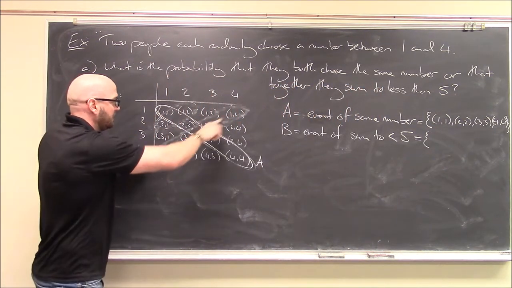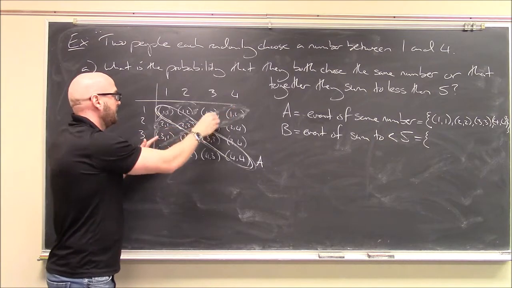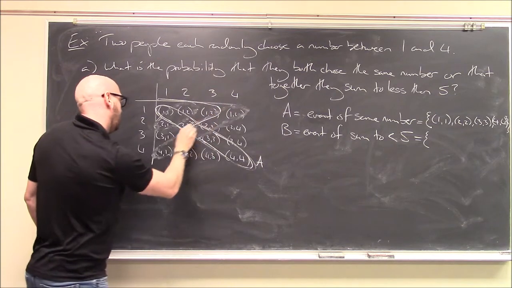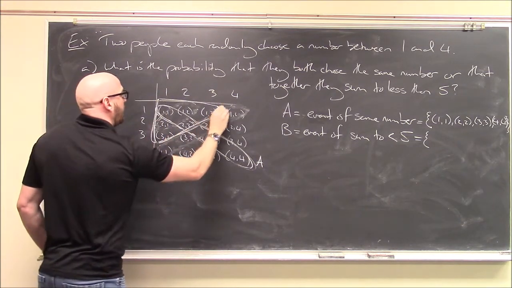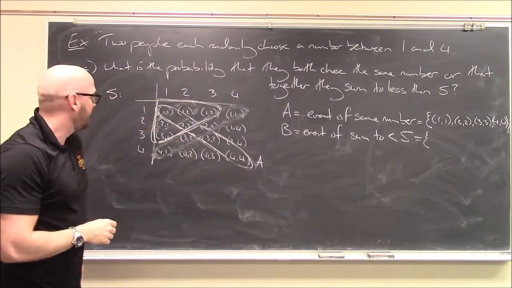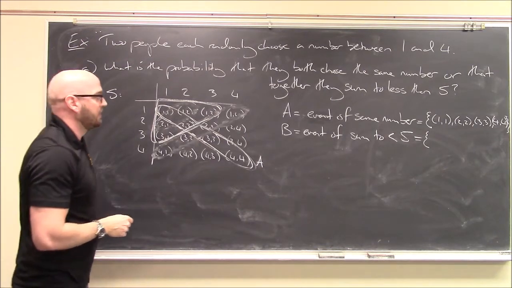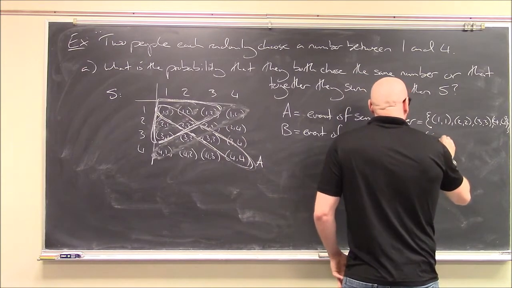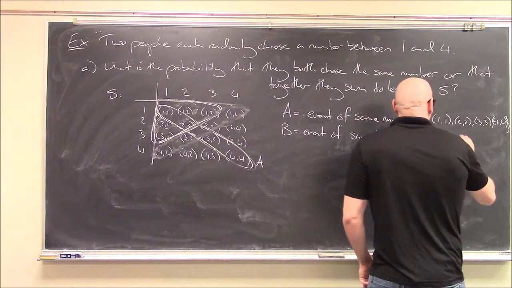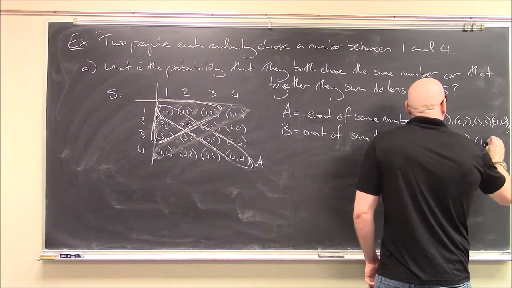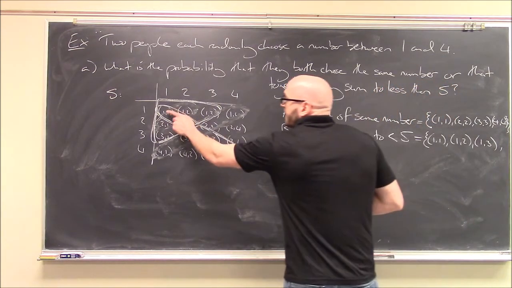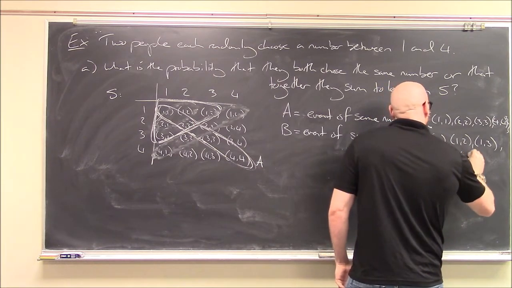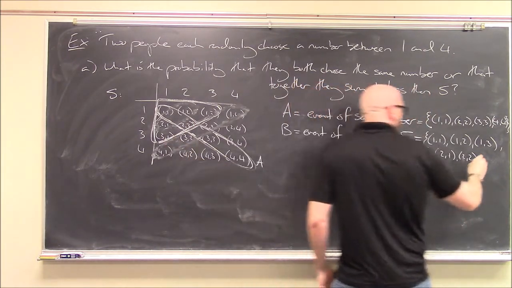Well, everything along this diagonal sums to 5, right? But everything in here, all of those give me elements that sum to less than 5. So this event is everything in here: 1,1, 1,2, 1,3. That's these entries. Then we've got 2,1, and 2,2. And then we've got 3,1.